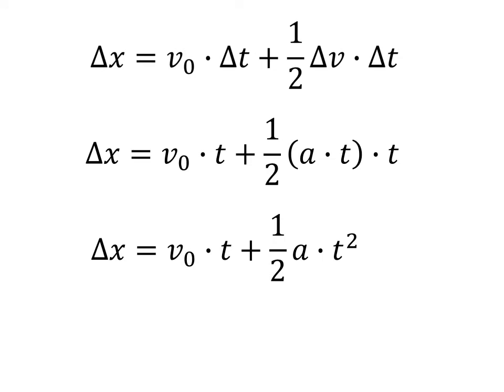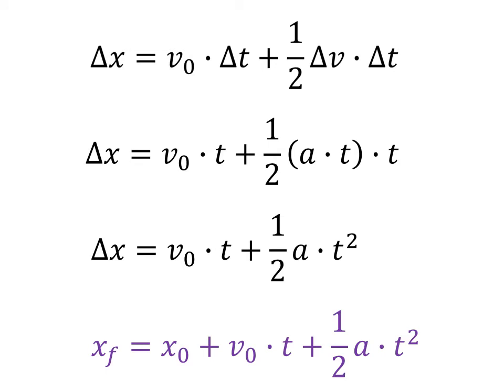v naught t plus 1/2 a t squared. Now that looks like the equation for a parabola. But it's not quite a function because I still have delta x at the beginning. So if I remember that delta x is xf minus x naught, I can add x naught to both sides, and all of a sudden I have something that is in the form of c plus bx plus ax squared. Instead of x, it's t.